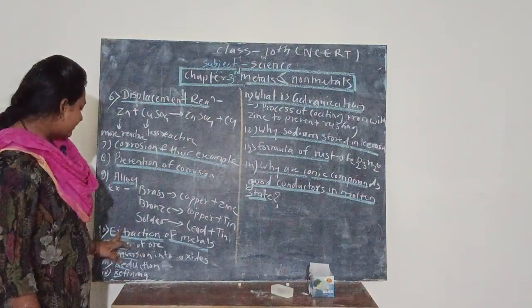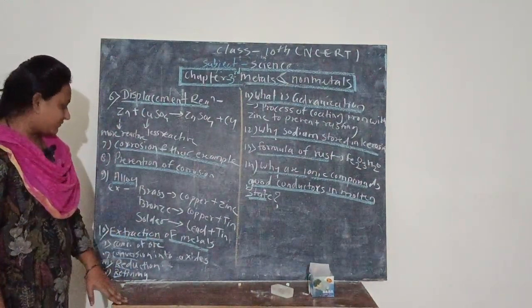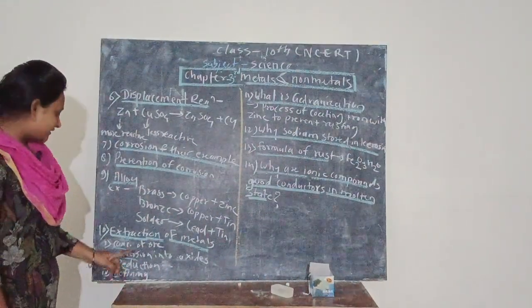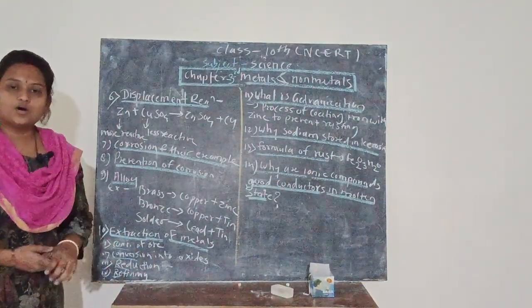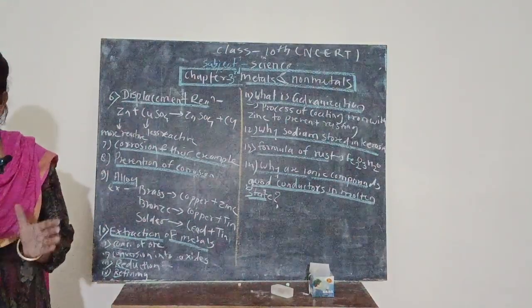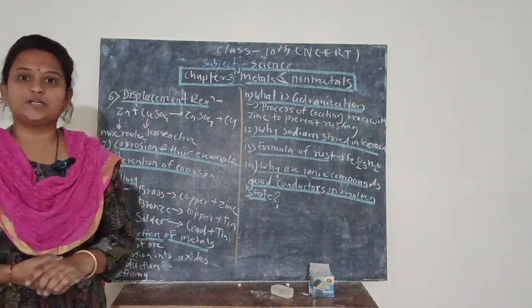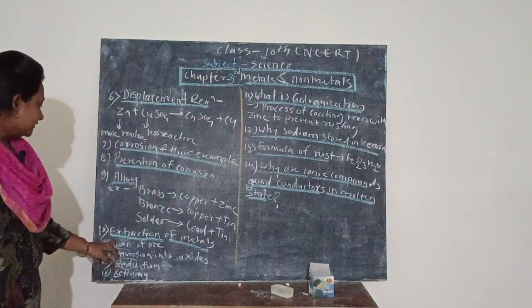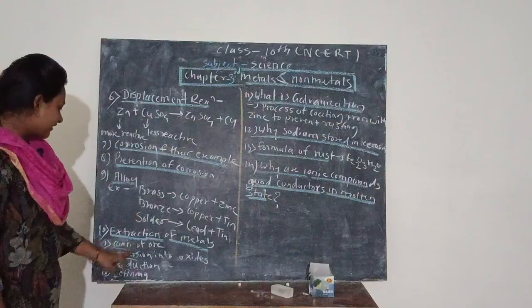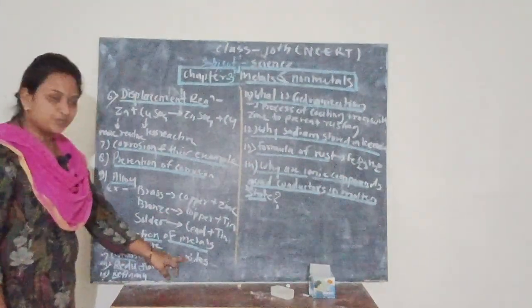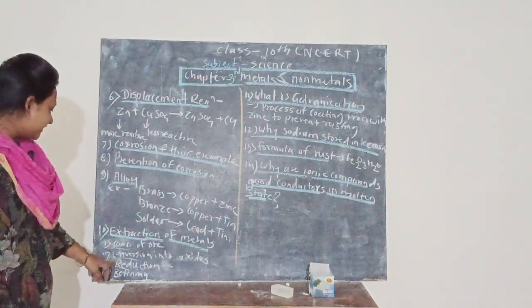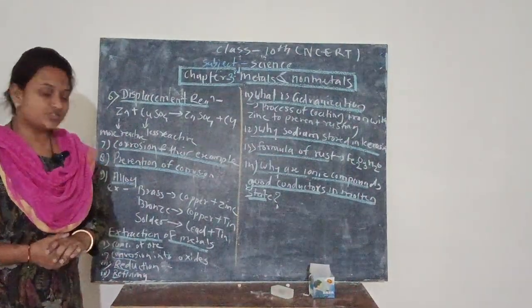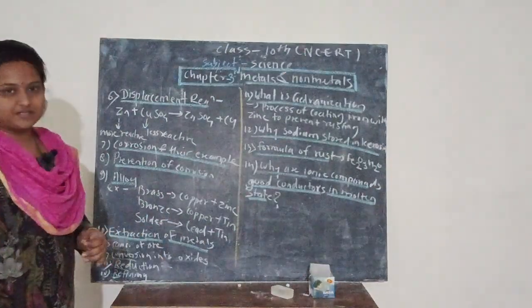Now the next question is extraction of metal. How can we extract metals? Metal is extracted by processes like concentration of ore. Ore is found in abundance in nature. So we get the metal by concentration of ore, conversion into oxide. The next processes are reduction and refining. All these processes are useful to extract metal.